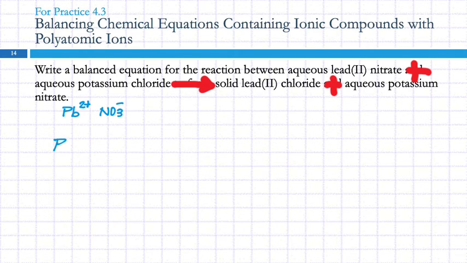So if I want to put these together and have a neutral compound, how many nitrates do I need? 2. And this is a polyatomic ion, so I need to put the shrink wrap parentheses around it and put the 2 on the outside. And then we're told that it's aqueous. Might need a little more room.